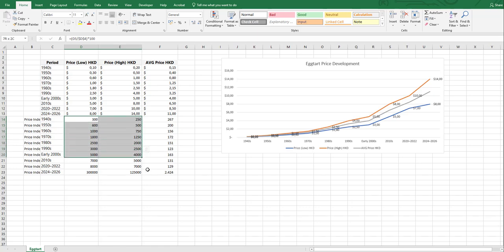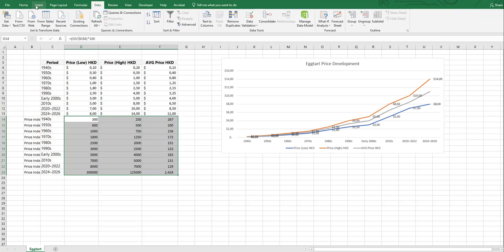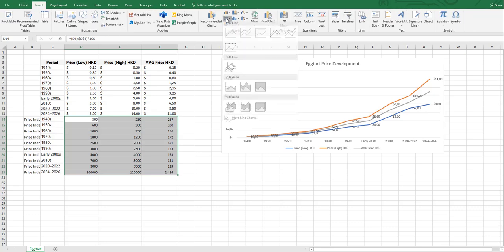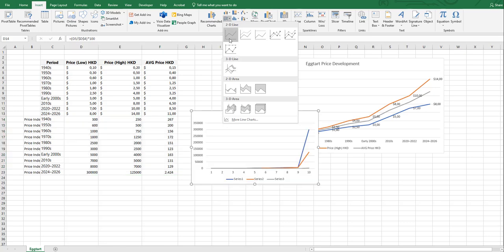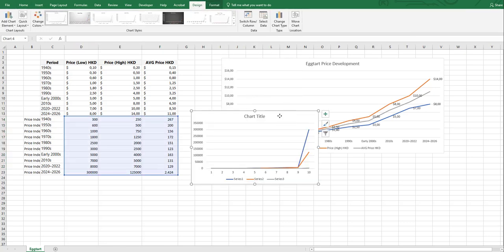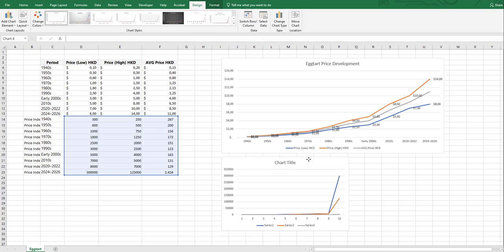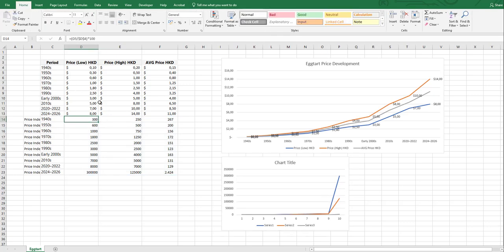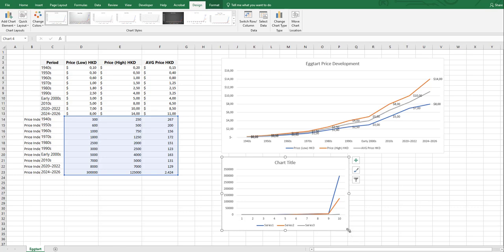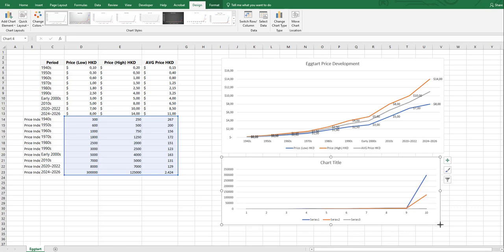When I put that into a chart, we would see the huge jumps, that over time, in comparison with the 1940s, it has become tremendously more expensive.